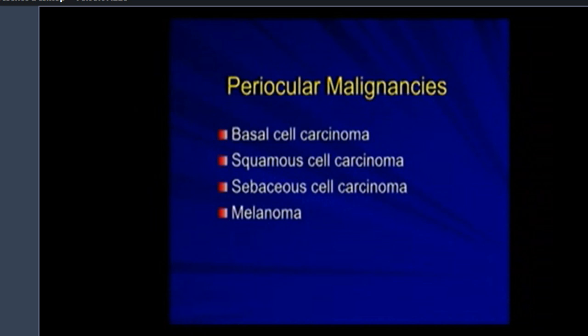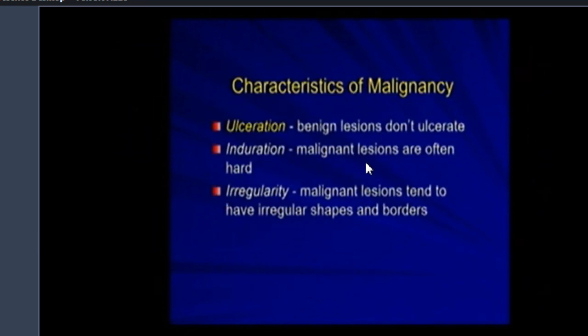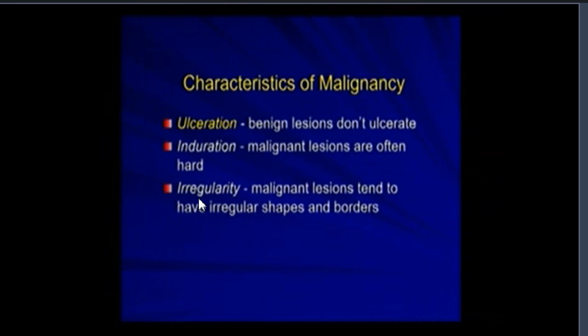As you are very aware, we have several kinds of malignant tumors in the eyelid. The most common one is the basal cell, followed by squamous cell, sebaceous cell, then melanoma. The main purpose of this lecture is to help you identify the features of a malignant process in the eyelid.